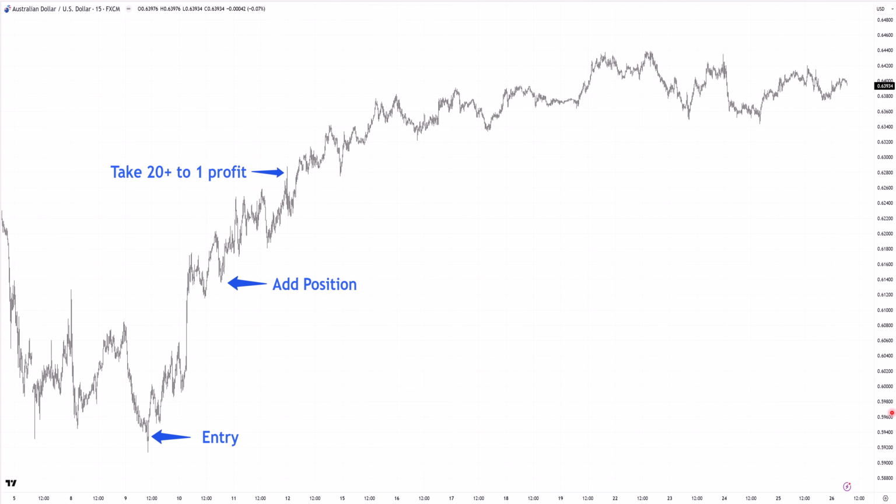All right, back to the example. So as I discussed in last week's episode, this is where I got in. That's where I added, and that's where I took a 20 to 1 profit. Since then, you can see the market just continued on its merry way.